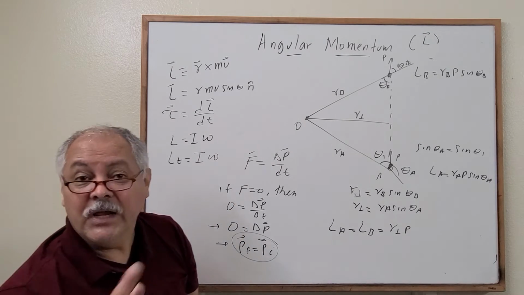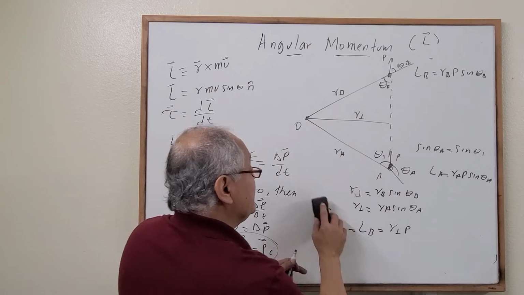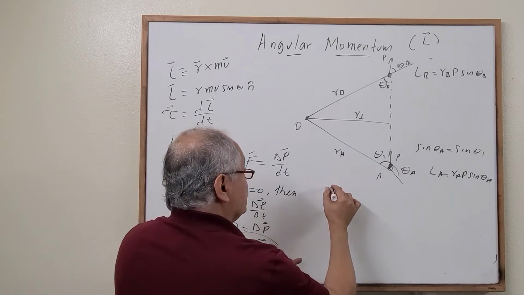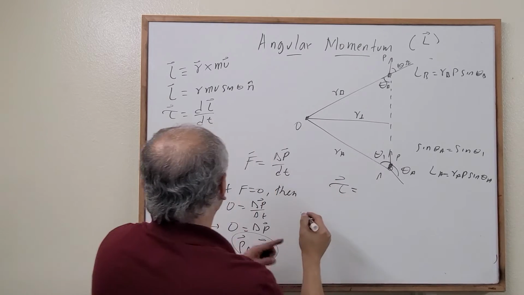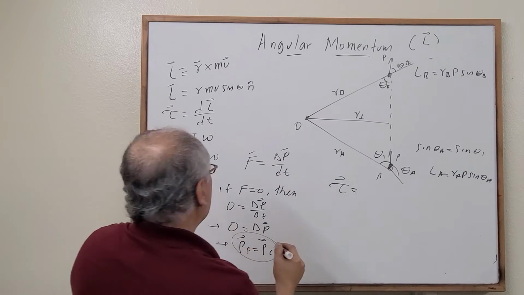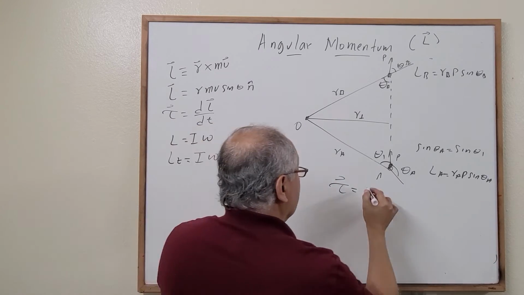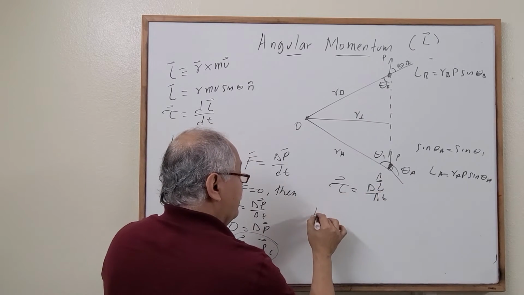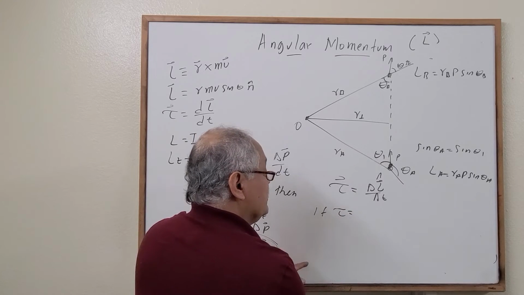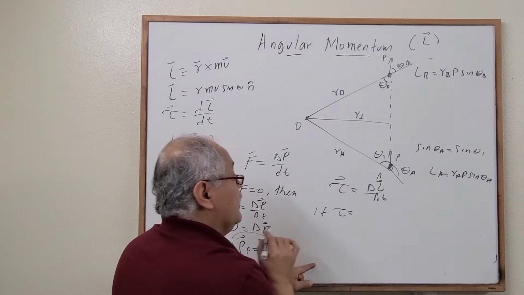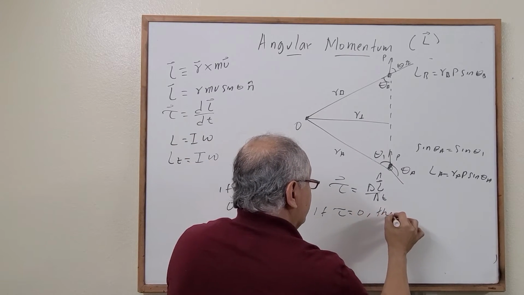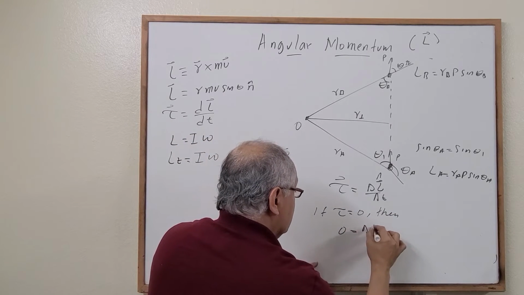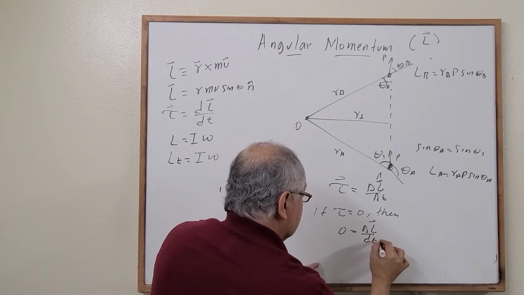This simply happens for angular momentum. Let's apply the same steps. We have torque equal to, according to this equation, the change in angular momentum with respect to time. If the external torque is 0, then 0 is equal to the change in angular momentum with respect to time.